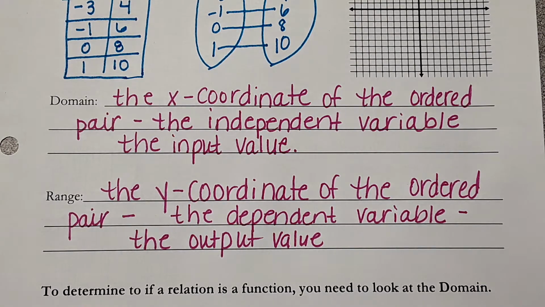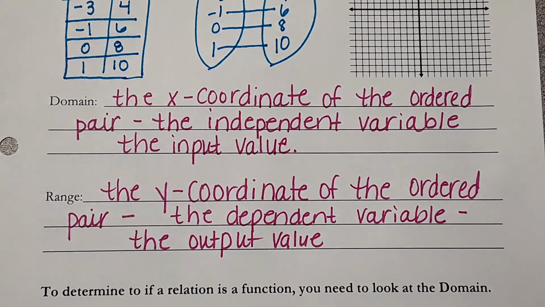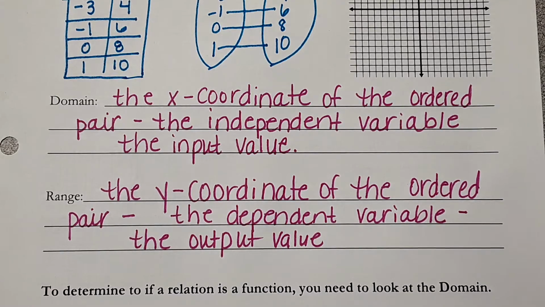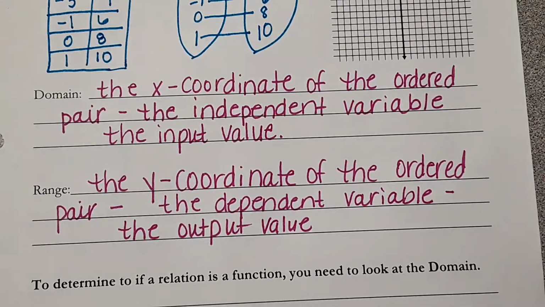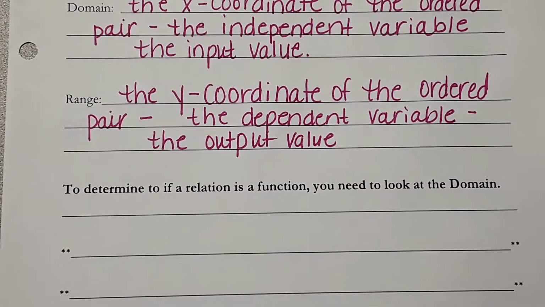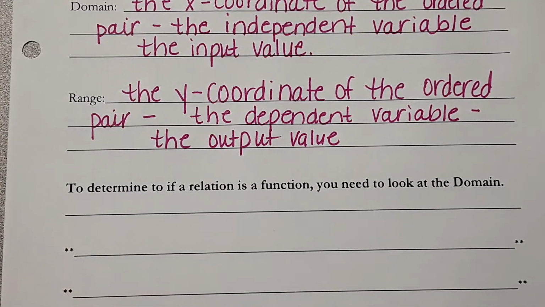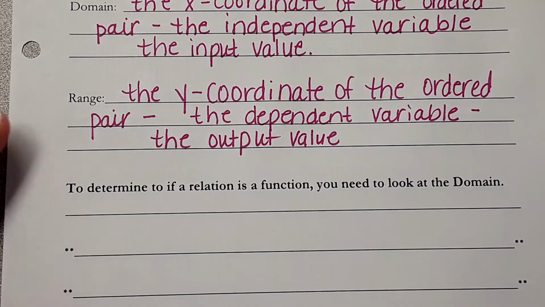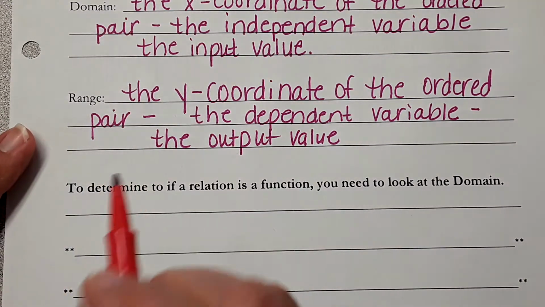Okay. So you have a relation. And now what we're going to do is look at the domain. The domain is going to tell us a lot. It's going to tell us whether or not our relation is a function. So to determine if a relation is a function, you need to look at the domain. The domain cannot repeat.